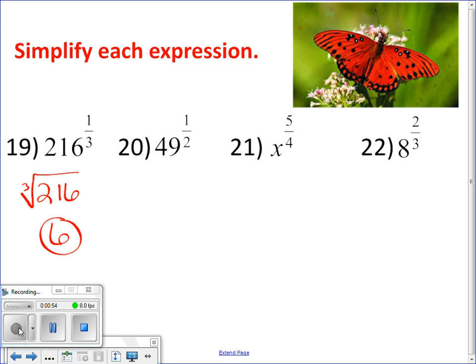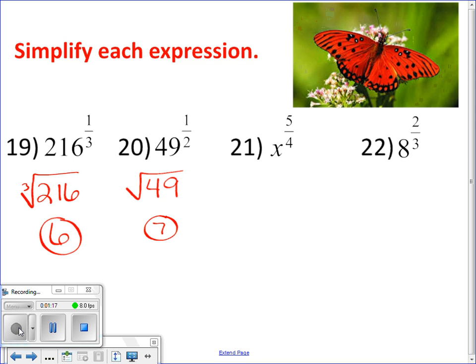All right, but noticing when you see 216 to the 1/3 power, it looks kind of weird. But if you flip it into the third root of 216, you're like, oh yeah, I can do that one. It makes more sense that way. All right, so 49 to the 1/2 power, what's that mean as radical form? Good. Square root of 49, which is 7.